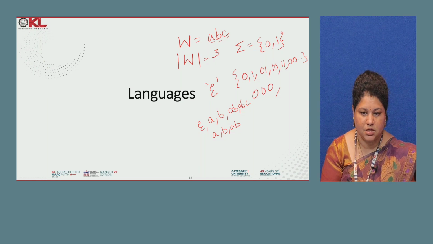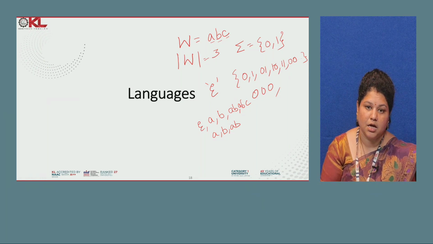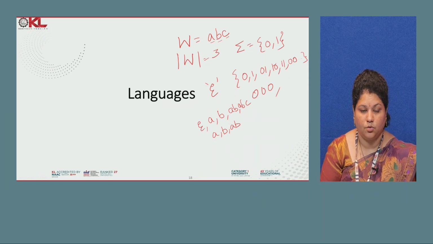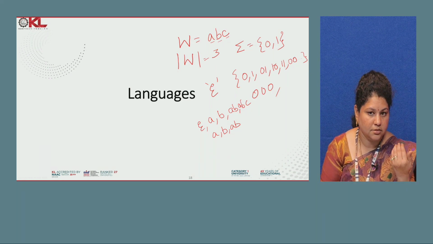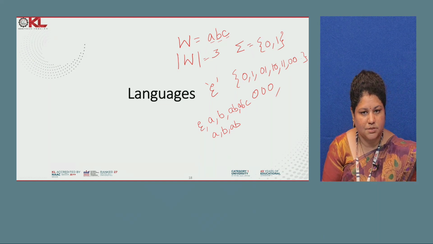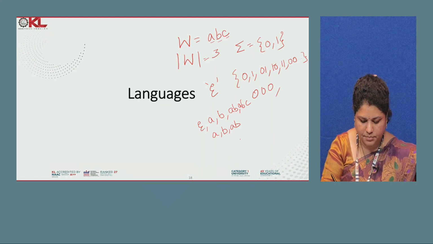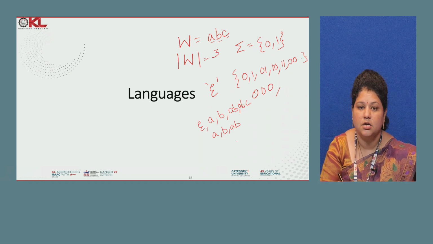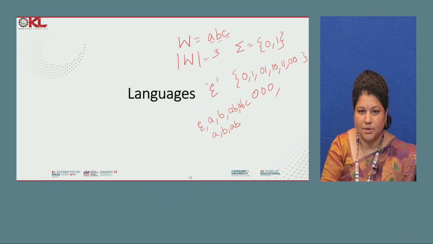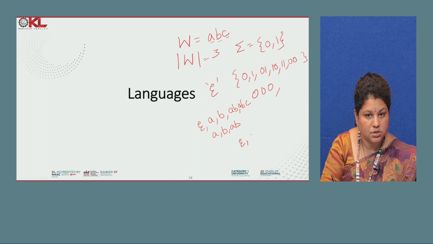Next, suffix. Suffix means trailing symbols we are taking. What are the trailing symbols here, taking the same example ABC? Including epsilon, the trailing symbols are epsilon, C, BC and the complete string.